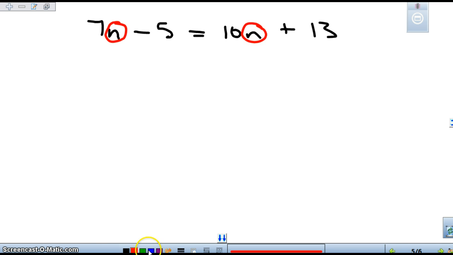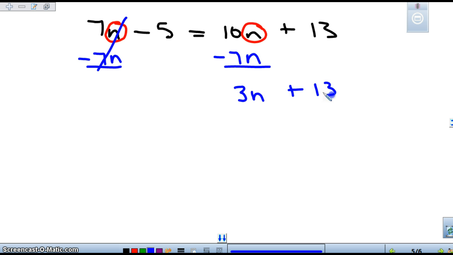Now let's take n to the right side. So in this case, the inverse operation of 7n is minus 7n. What you do to one side, you do to the other. So 10n minus 7n is 3n plus 13 equal to negative 5.